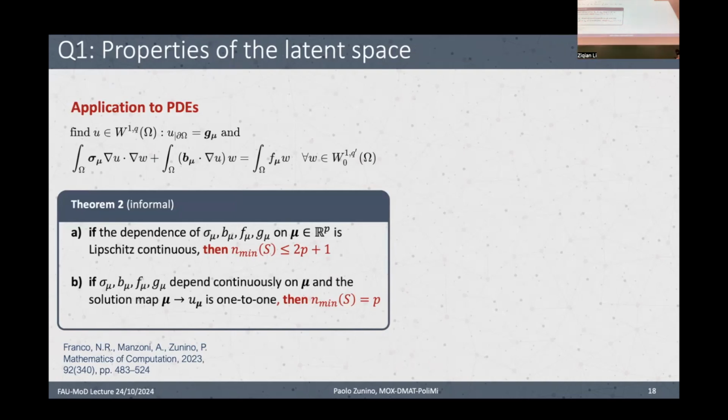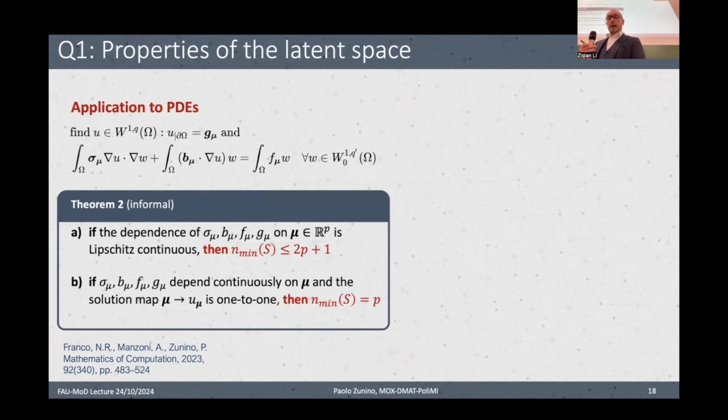In the specific case of partial differential equations, for example in divergence form, with a suitable coefficient that can be parameterized, we can prove that if the dependence of the coefficients on the parameters is smooth enough, just Lipschitz, then the minimal latent dimension of the solution manifold of this problem, the dimension of the latent space that ensures a nonlinear Kolmogorov width equal to 0, is not larger than 2p plus 1, where p is the topological dimension of the solution manifold, which is essentially the number of parameters. So if we take this problem with p parameters, we know that with at most 2p plus 1 latent variables, there will be no representation error.